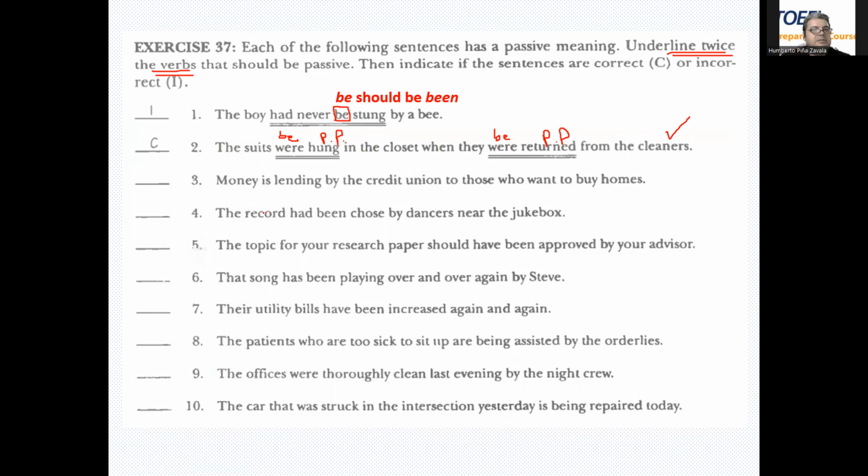Okay, now that you're back, let's see. Money is lending by the credit union to those who want to buy homes. Okay, so we know that we don't use a present participle, we use a past participle. So it should be lent. Money is lent by the credit union to those who want to buy a house. The record had been chose. Here the problem is not chose, it's chosen. The record had been chosen by the answers to the quiz.